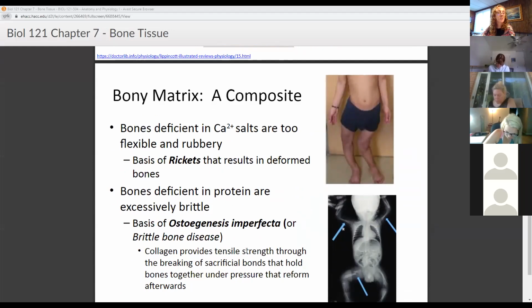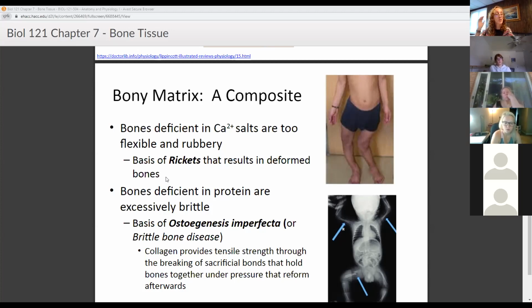So bones that are deficient in calcium are too flexible and rubbery, like you saw with that one that I had. From what I've been told, if you have a long enough bone that you've soaked in vinegar, you could actually tie it into a knot. So bones deficient, this is the basis behind rickets, is where the bones do not have enough calcium in them.